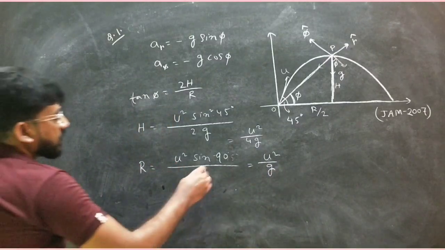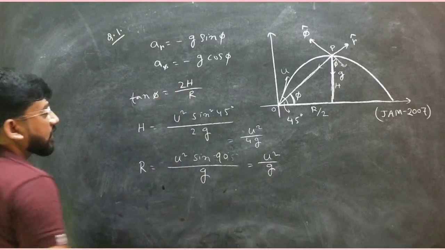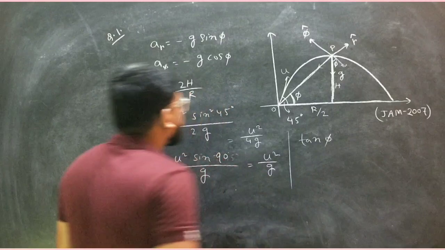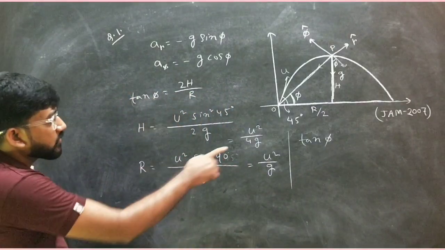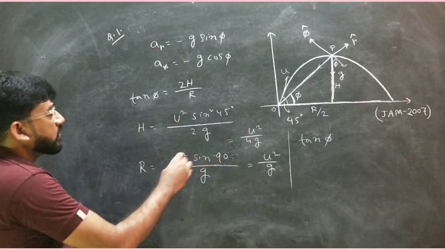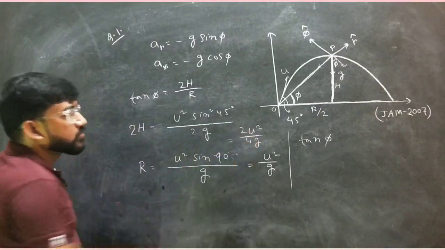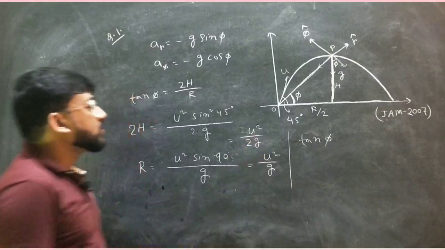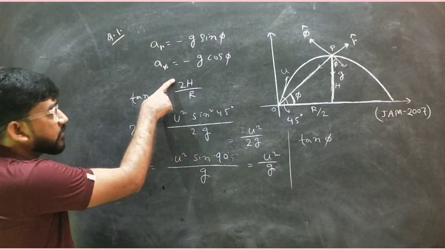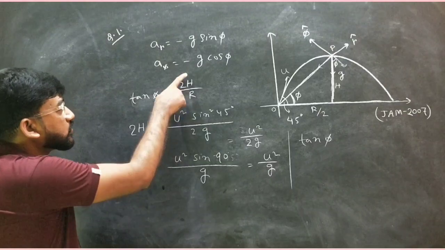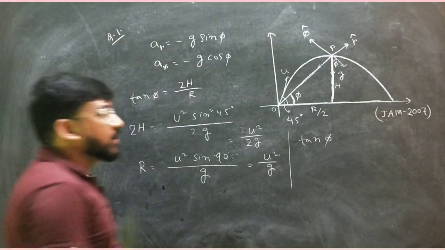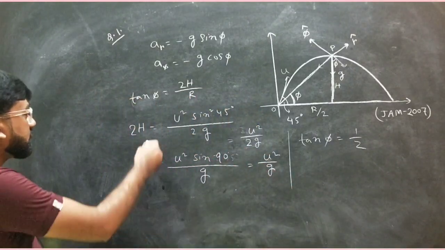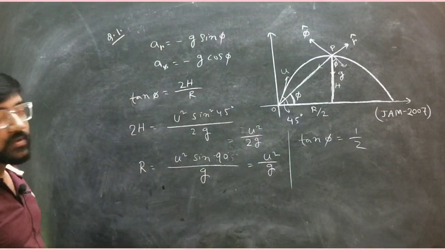Now you can easily find out from here what 2h by r is. So what is tan phi? You can see it from here. 2h means this. So if this is 2h, then it will be 2u square by 4g, that means u square by 2g. So here is u square by 2g and here is u square by g. The u square by g terms will cancel out, and that will leave only half. So our tan phi will be half.